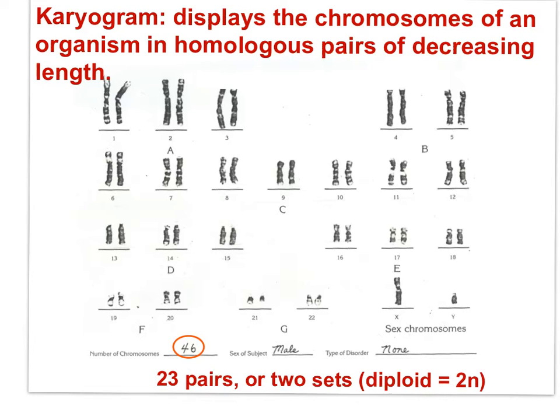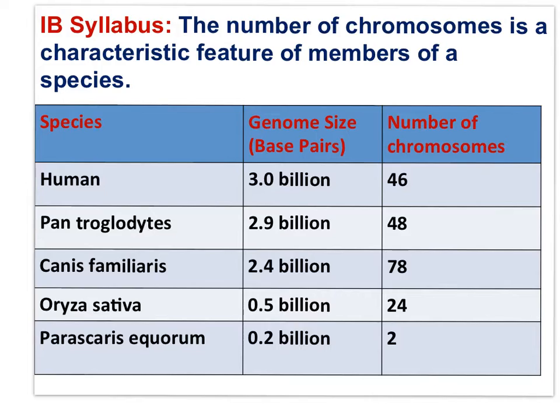Now, genes are sequences of nucleotides that typically code for protein. Genes exist in specific locations, known as loci, along chromosomes. The unique staining pattern of each chromosome pair hints at the loci of specific genes. The number of chromosomes is a characteristic feature of members of a species.